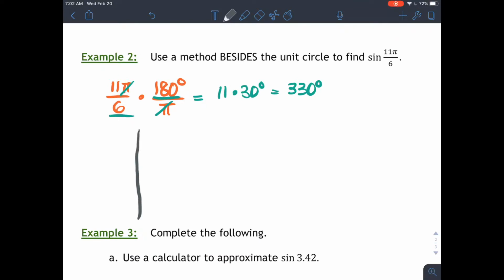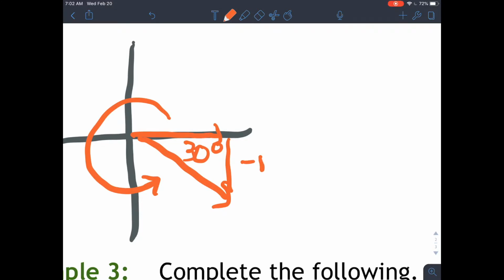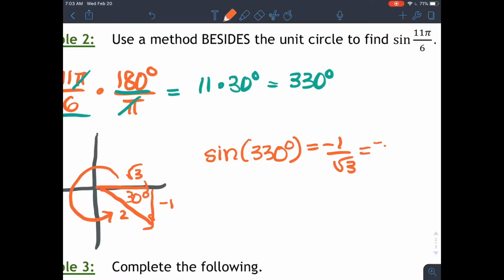Yes, you might need to do it without a calculator. So if you put that 330 degree angle in your coordinate plane, and then think about your reference angle back to the x-axis, it's back to the 30, 60, 90 special triangle. So sine would be opposite over hypotenuse. So you'd have negative 1 over square root 3, or negative square root 3 over 3.